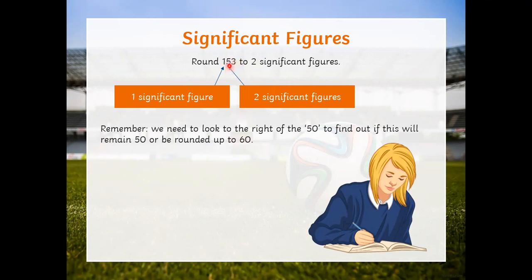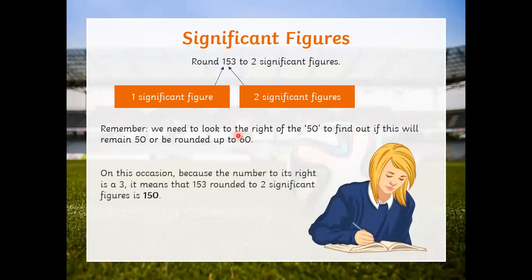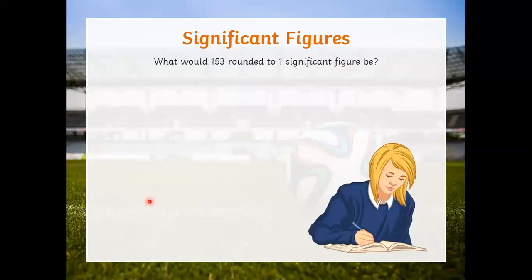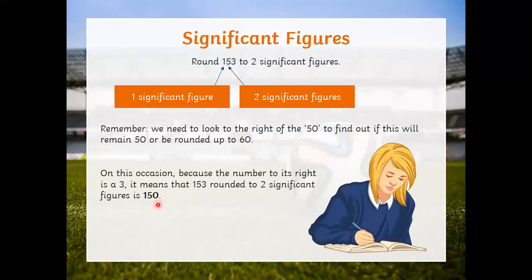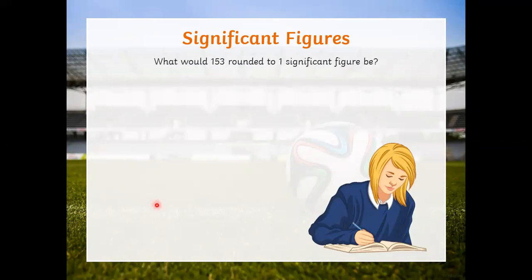So we have 153, and 53 is below the halfway point between 50 and 60, and the halfway point is 55, so it'll be rounded down to 150. So on this occasion, because the number to its right is a 3, it means 153 rounded to two significant figures is 150. Remember, 0 is not a significant figure, so these are the significant figures, 1 and 5. But it still has a value of 150, even though this is not a significant figure.